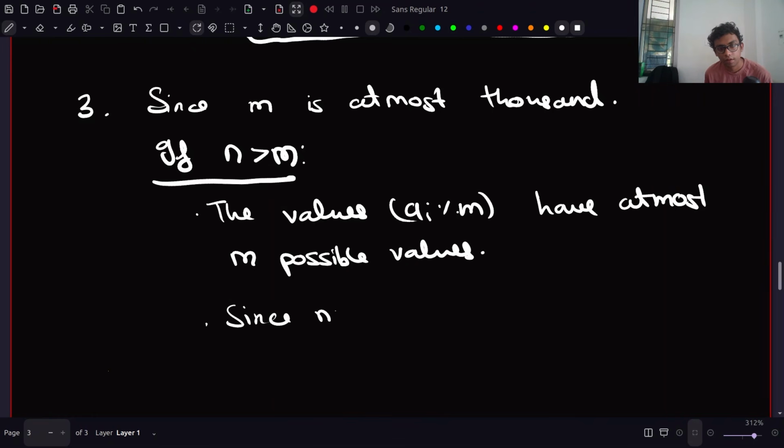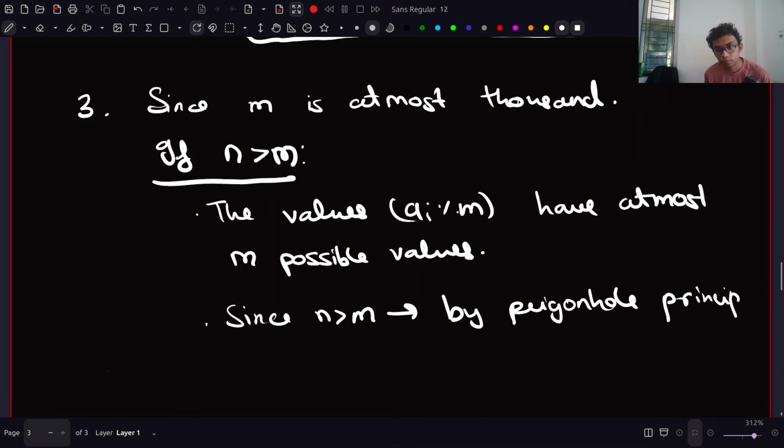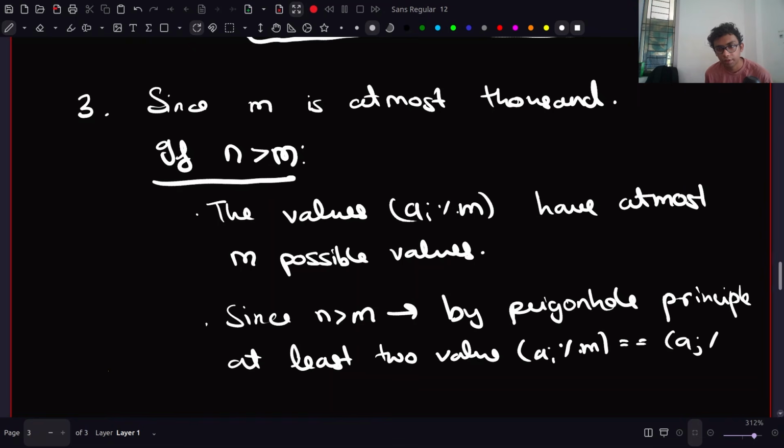Since n is greater than m, by the pigeonhole principle, at least two values a_i mod m and a_j mod m are equal, right? Two values will overlap, correct?